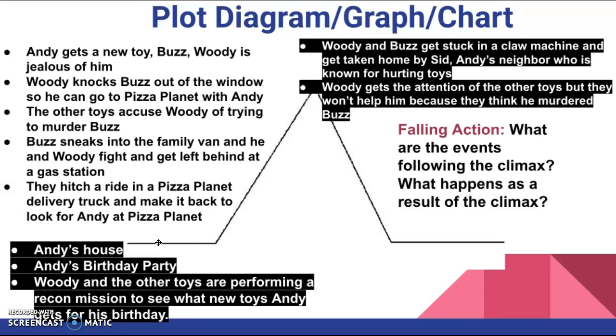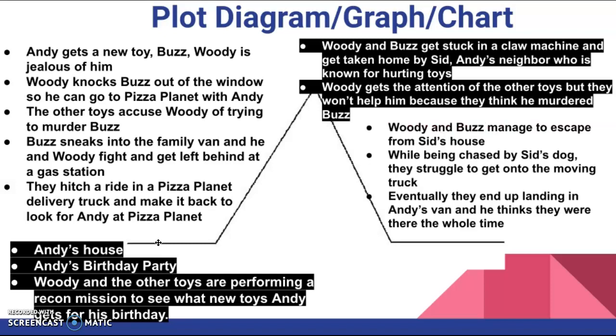Next will be our falling action. What are the events following the climax? What happens as a result of the climax? So the result of our climax was they are now in Sid's house. They need to try and get out of Sid's house. What happens as a result of that?